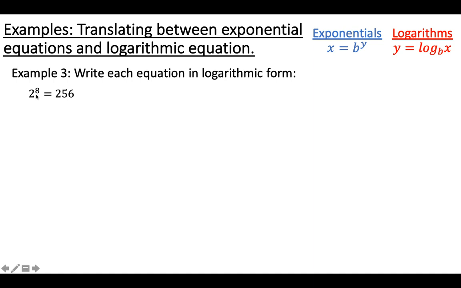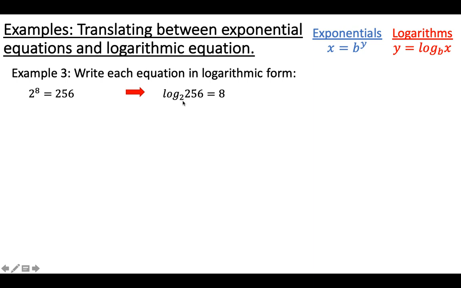8 is our exponent, and remember when we write logarithms, the exponent should be by itself. So that's going to go in this Y spot, and then equals 256. That's going to go in there's only one spot left, that's the X spot. So what does that look like?